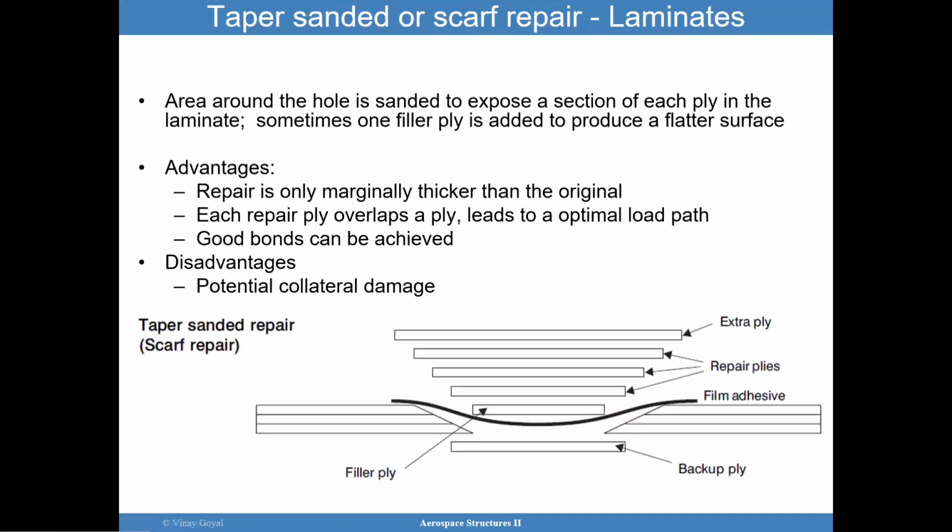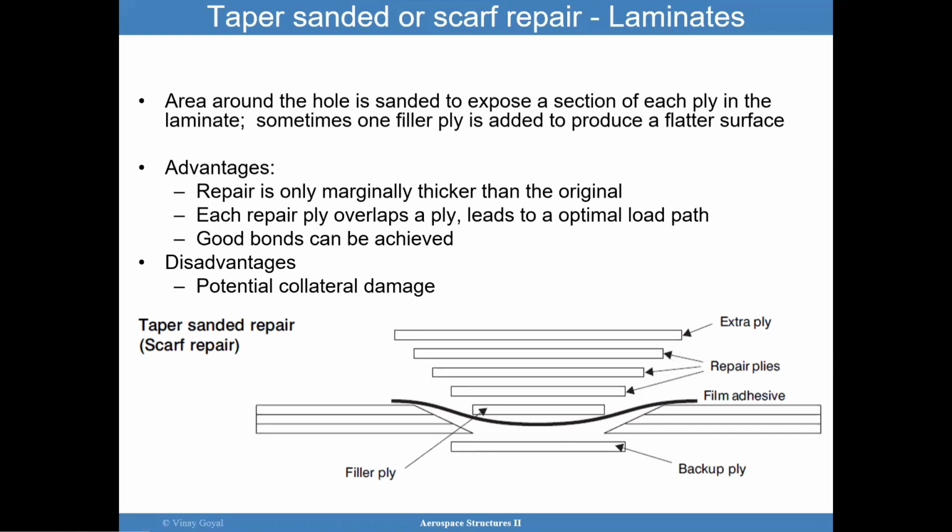You also have other approaches, and these are called a scarf repair, where you remove the plies and then you bond it all together. That allows more surface to be bonded, and the repair is only marginally thicker than the original.